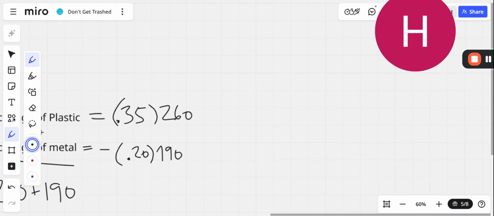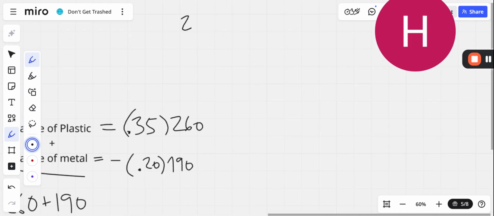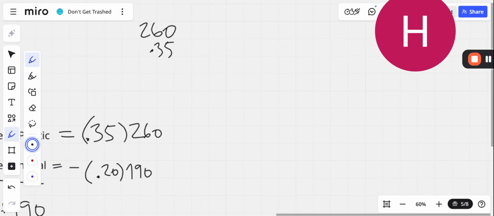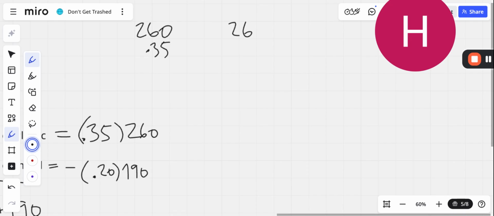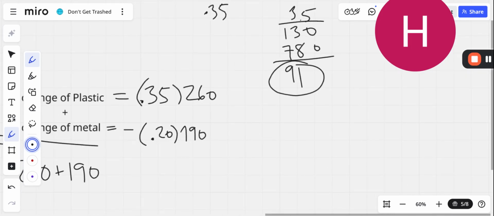And if we calculate this, it's not too bad, right? 260 times 0.35. Well, that's the same thing as 26 times 3.5. So let's just think about it like that. 26 times 3.5. And if you have to do this old school, that's fine. Yeah, you might have to do it. So this is 91 items that we've added.